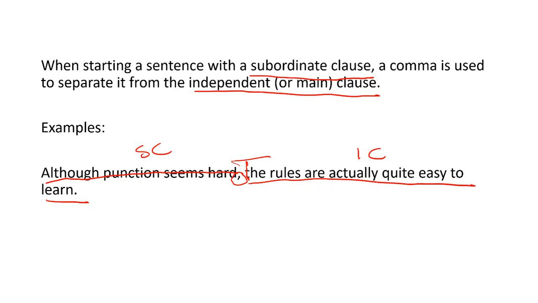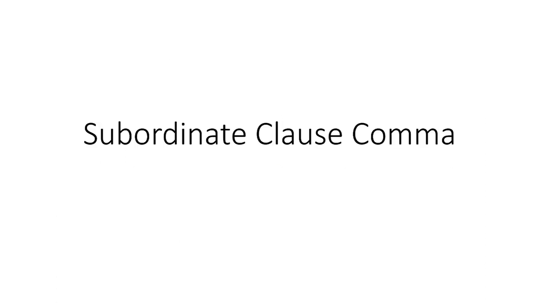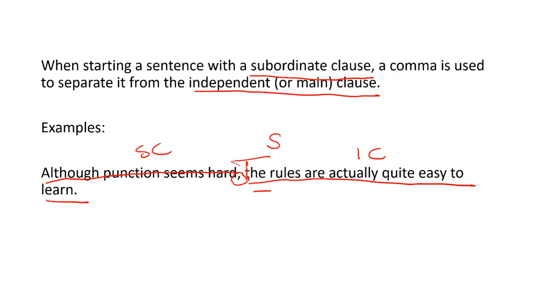Let's see if we can work out what is the subject of the main clause here. The rules are quite easy to learn. So, trick is, what's the noun? The noun here, I hope you should realize, is the rules. So there's our subject. The rules are quite easy to learn is our predicate. Right here, easy to learn, predicate. And this little bit down here is part of the predicate as well.